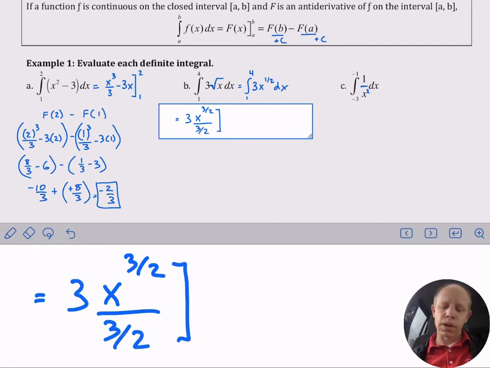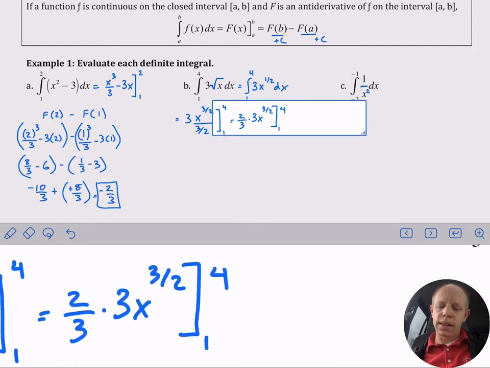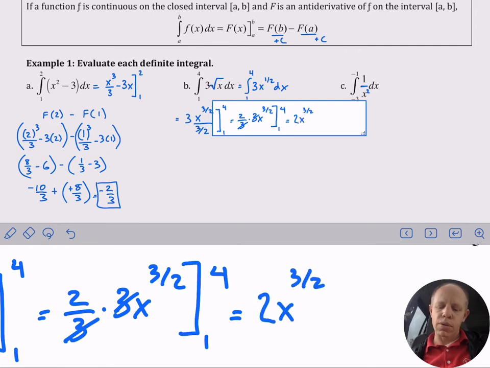Now this we want to get evaluated from 1 to 4. Now before we do this, we might want to clean this up a bit and simplify. So instead of dividing by 3/2, we're going to multiply by 2/3. So it is 2/3 times 3x to the 3/2, evaluated from 1 to 4. And we can clean that up a little bit more. The 3's will cancel here. So we have 2x to the 3/2 power, evaluated from 1 to 4.